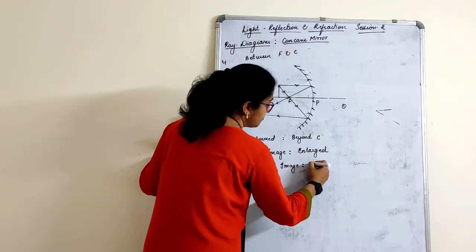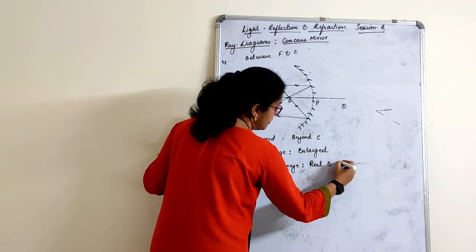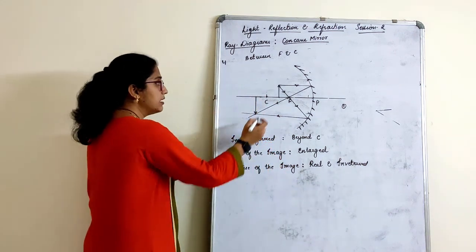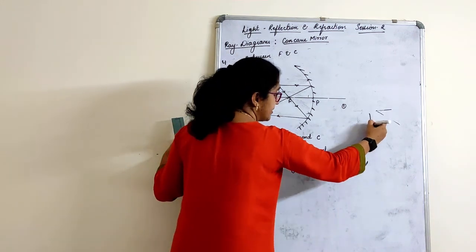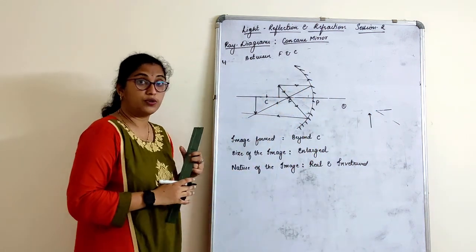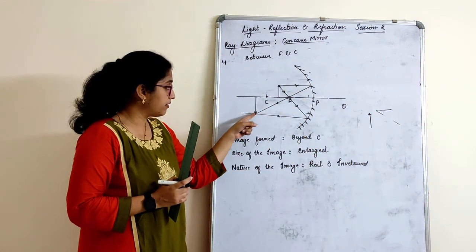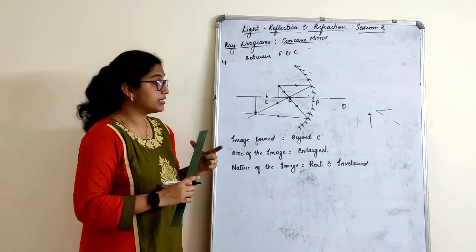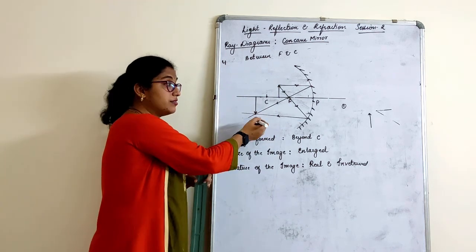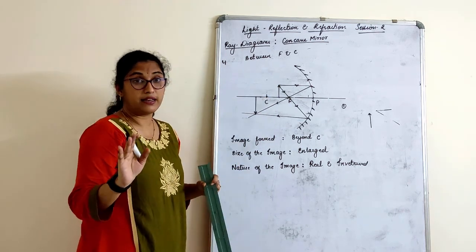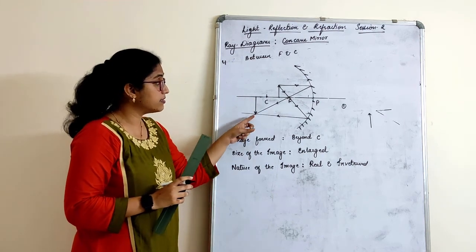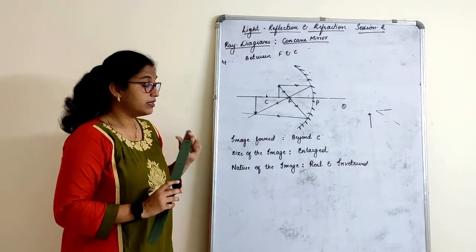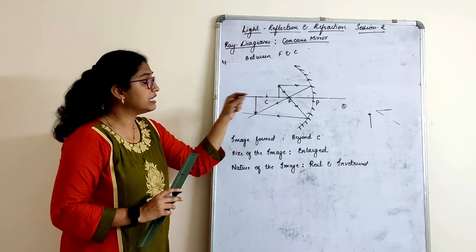Nature of the image, real and inverted. See, keep observing minute things here. Whenever I am drawing an object, I am making it stand direct here with an arrow mark. Whenever I am showing an image formation, real inverted, down. Real inverted images are always in this form, ulta form, what you can say. Actually it comes here, the arrow mark is down. In case you show the arrow mark on top, the whole ray diagram is wrong. Real inverted images are always like this. Virtual images are always the same as how the object is kept. Is this very clear? Okay, now we are done with this.